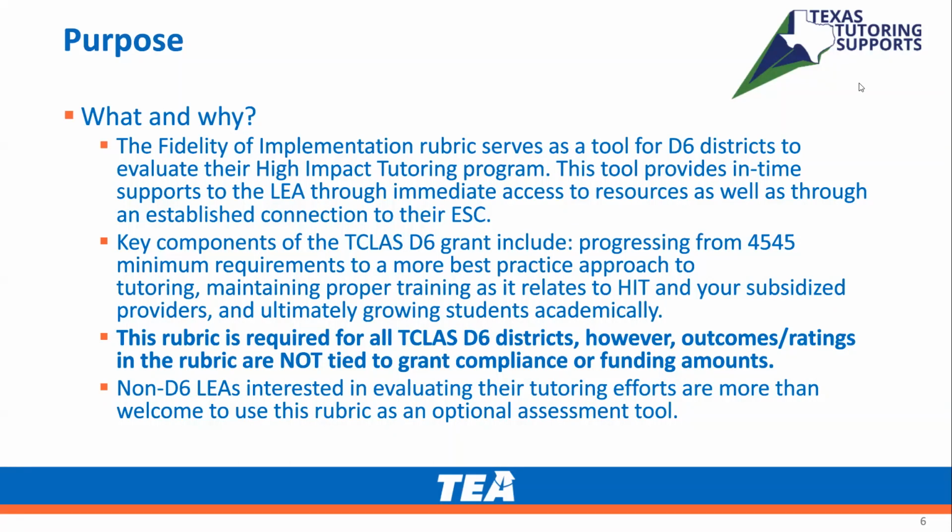The key components of the Decision 6 rubric include one performance measure that's related to progressing from 4545 minimum requirements to a more best practice approach to tutoring. The second key component or performance measure is maintaining proper training as it relates to high impact tutoring and to your subsidized providers. And then the third performance measure is student growth in academics.